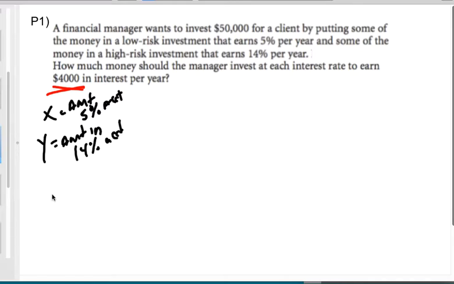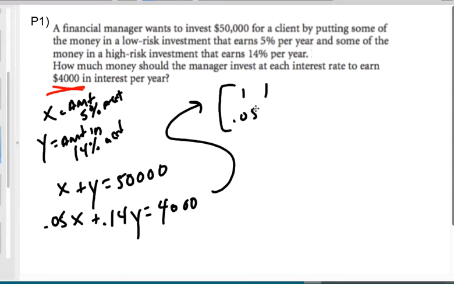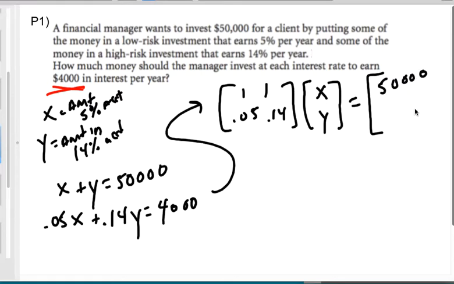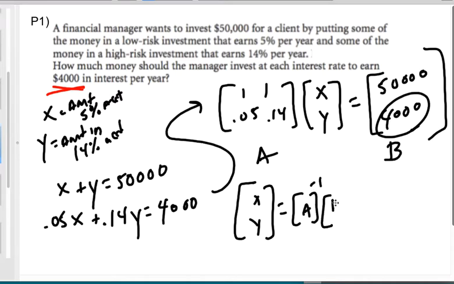So my equations are going to be X plus Y is $50,000, because again, boy, it must be nice to have that much money. And then 0.05 times X is the amount of interest I get from X. 0.14 times Y is the amount of interest I get from the Y account, and we want that to equal $4,000. What's crazy about that is it really only changes one thing in my matrix when I go to use my calculator. All of this is exactly the same matrices that we just used, except for one thing. This is the only thing I have to change. This is my A, this is my B, my X, Y is going to be that A inverse times B.